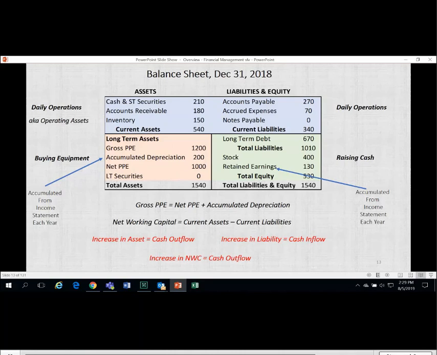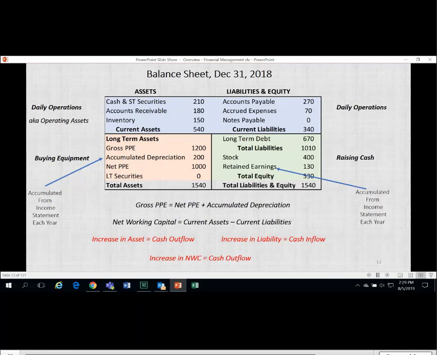Now, this does reflect daily operations. So every day, the values of those accounts change. Every time we produce another product to be sold, inventory changes. When we sell a product, inventory declines. If we're selling it for credit, accounts receivable increases. When the corporation receives payment from the customer, accounts receivable goes down. So these items change daily over time.